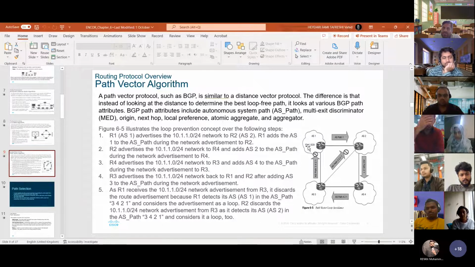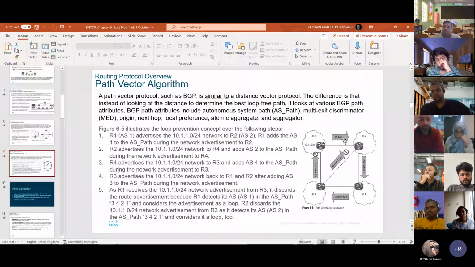R1 knows about this network because this network is local to AS1. Now, R1 wants to advertise this network to its neighboring BGP speakers. So a BGP update goes this way to AS2. As this BGP update goes to AS2 from AS1, inside the AS path attribute, number 1 will be added. Number 1 refers to AS1. The BGP update for this subnet will be received here by AS2.